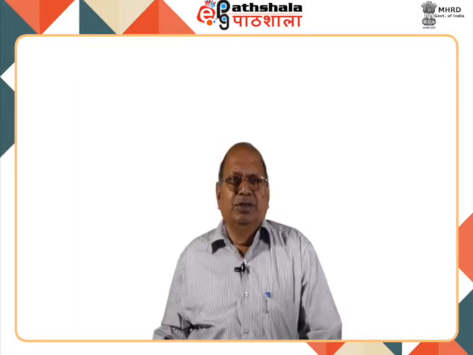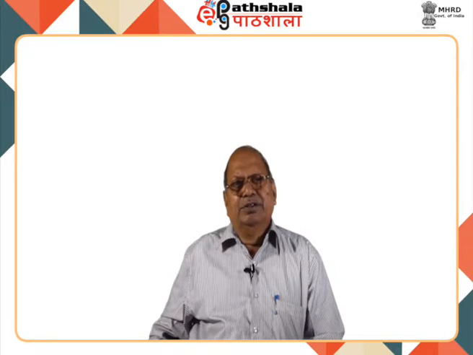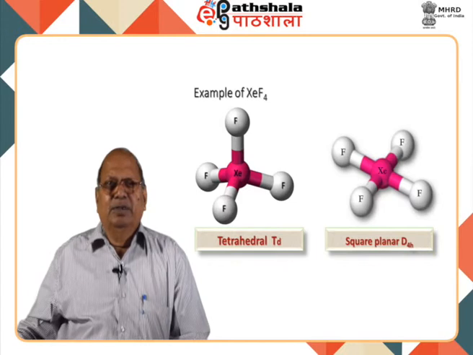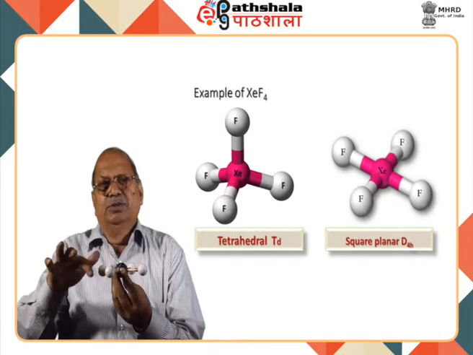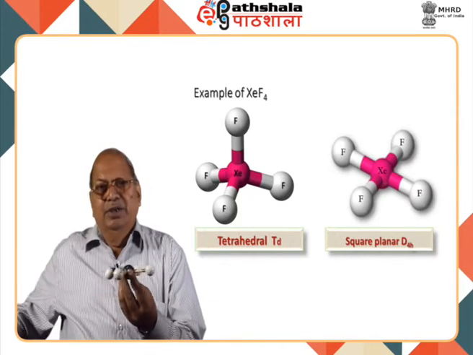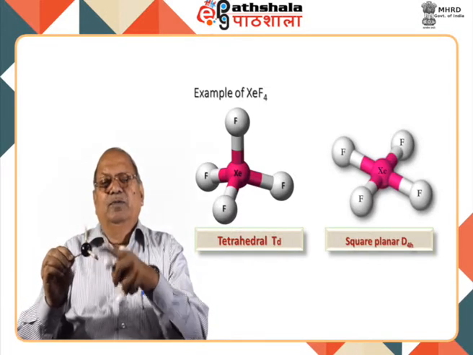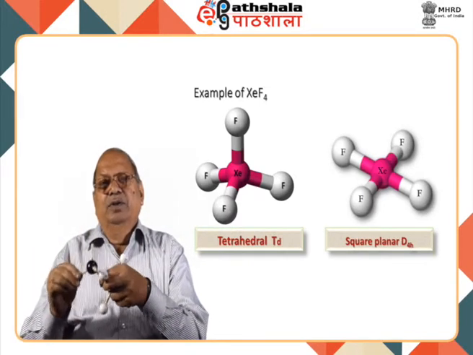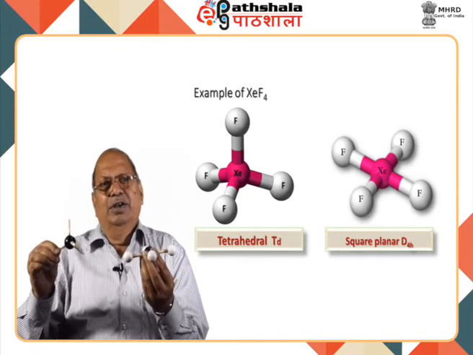Next, let us take the example of xenon tetrafluoride. Based on VSEPR theory, we can assign the following geometry to this molecule as shown in figure 3. That is, it can be square planar, with all 4 fluorines in a plane, or it can be a tetrahedron like this, with fluorine, fluorine, fluorine and fluorine. So we can have these 2 types, square planar or tetrahedral.